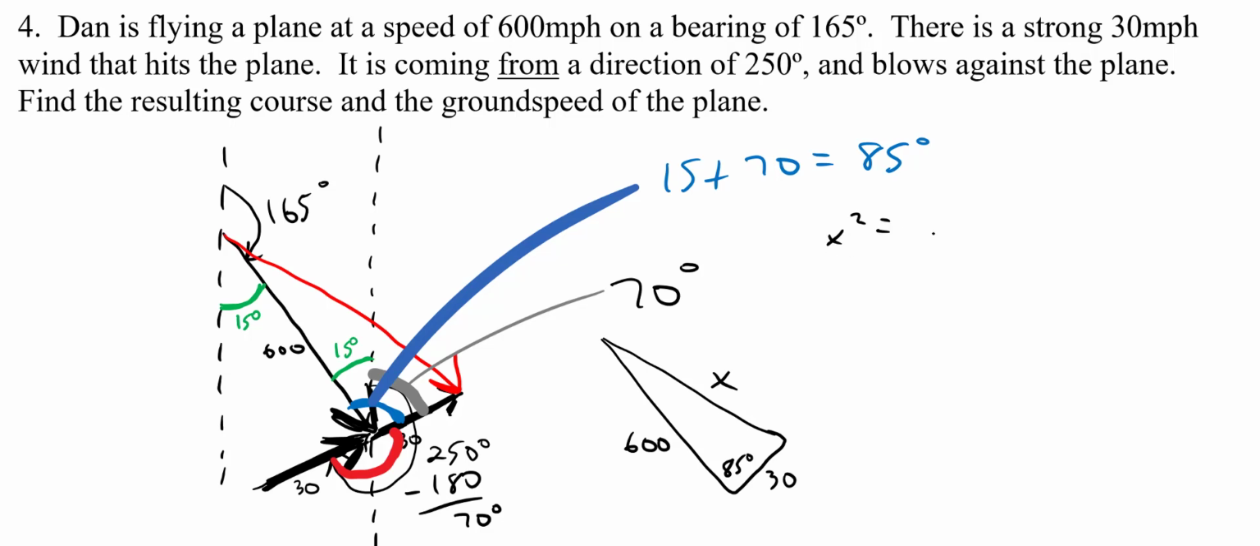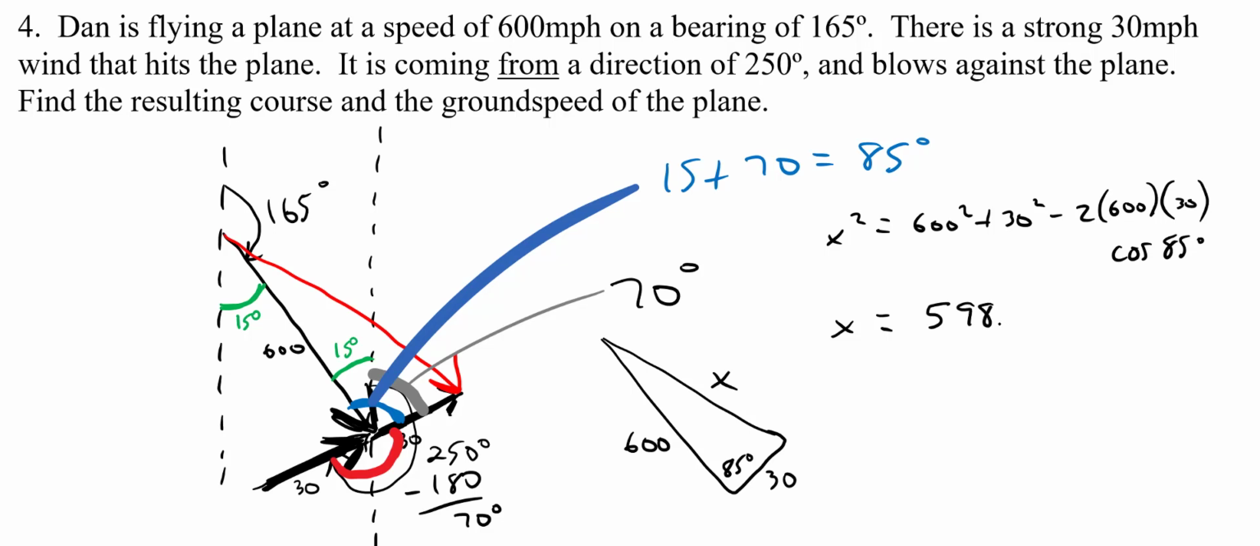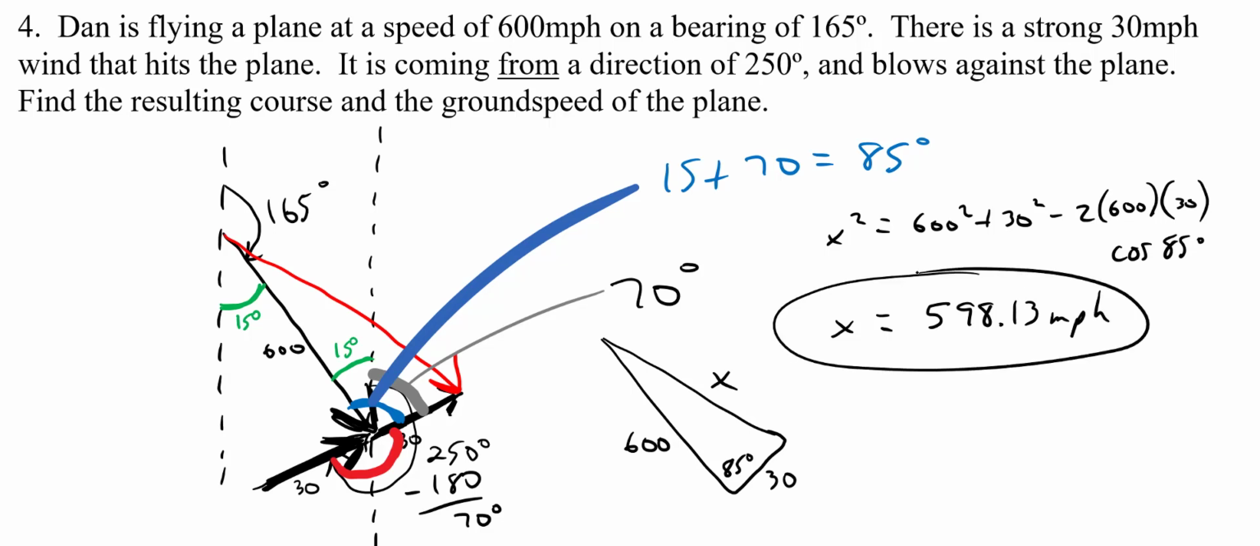Okay, so we got x squared equals 600 squared plus 30 squared minus 2 times 600 times 30 times cosine of 85 degrees. Okay, there we go. Don't forget to take the square root, and x comes out to be 598.13 miles per hour. There we go. That is the ground speed. That's how fast the plane's going. That's the red vector. Okay?